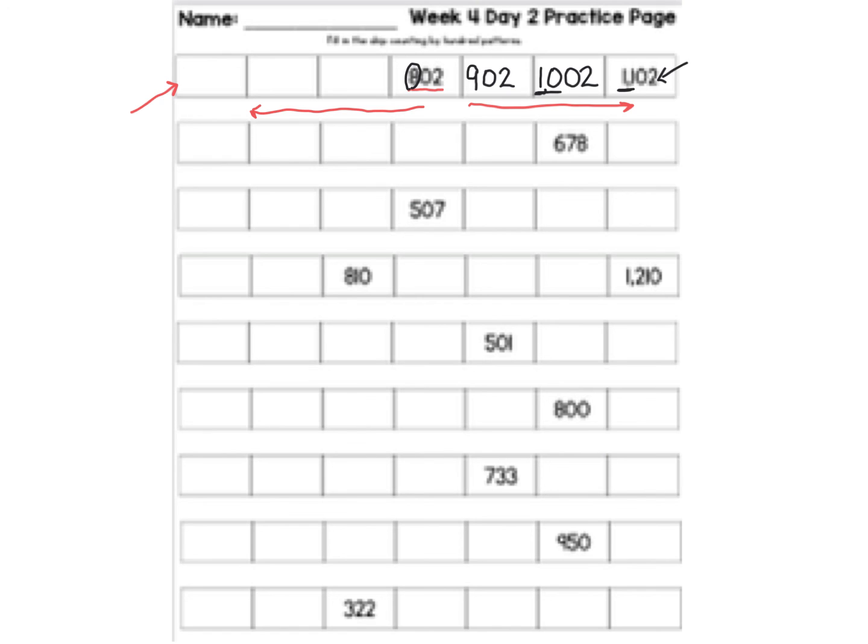Now for the numbers to the left of 802, the hundreds place is going to go down 1 in each box. So 1 less than 8 is 7. The tens place and the ones place stays the same. 1 less than 7 is 6. The tens place and the ones place stays the same. And 1 less than 6 is 5. And the tens place and ones place stays the same. So in that skip counting row, we have 502, 602, 702, 802, 902, 1002, and 1102.